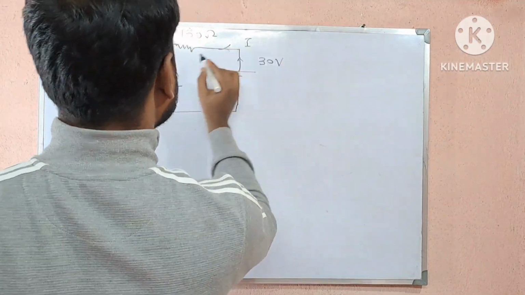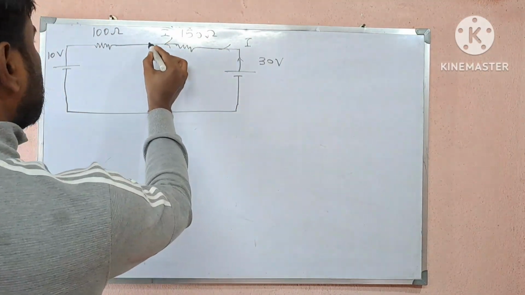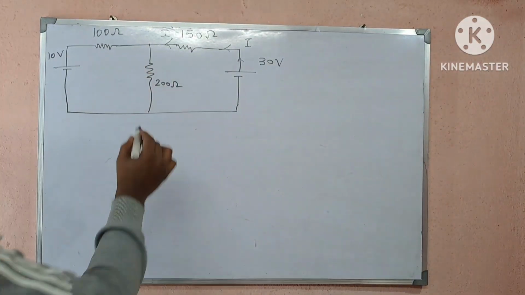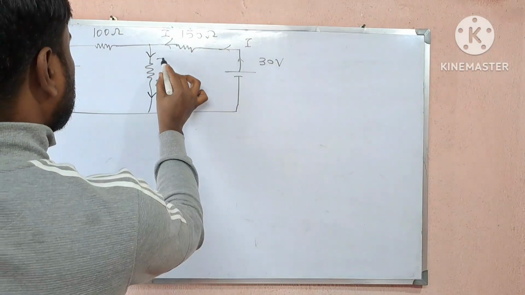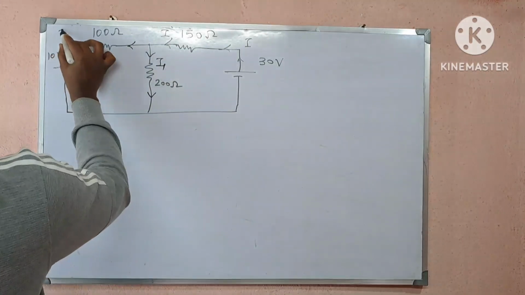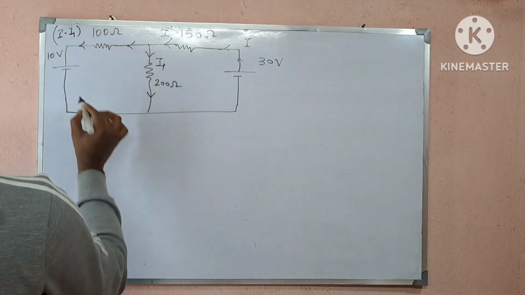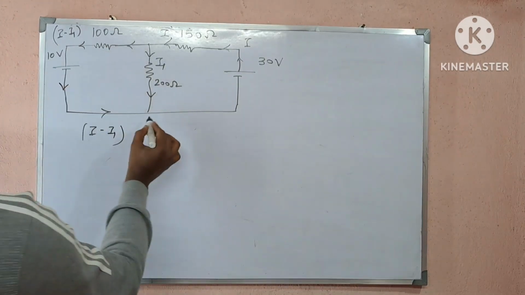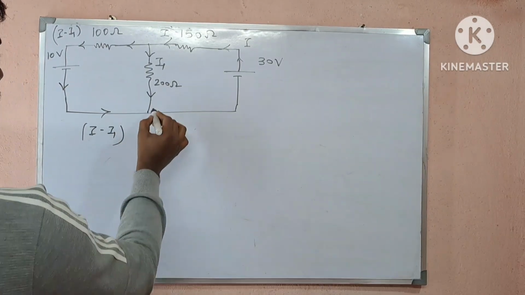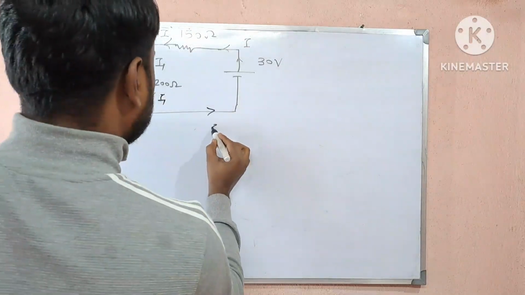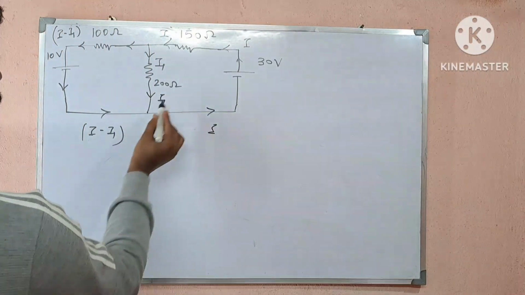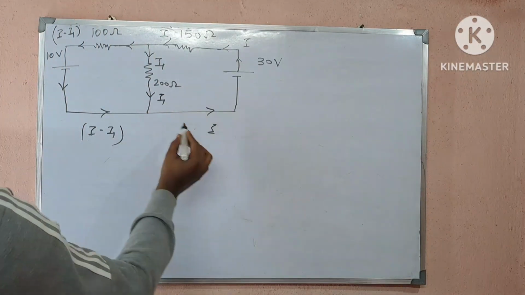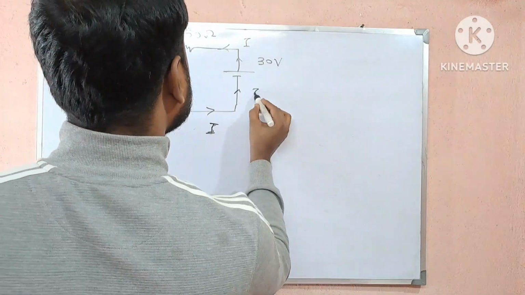Let's say I is the current. After this junction point, it will break into two parts. Let's say that one is I1 and that one is I minus I1. So that one is also I minus I1 here. At that point, I minus I1 plus I1 will add, and the value will be I minus I1 plus I1. So I1 and I1 will cancel each other. I will be there. So I is the value.